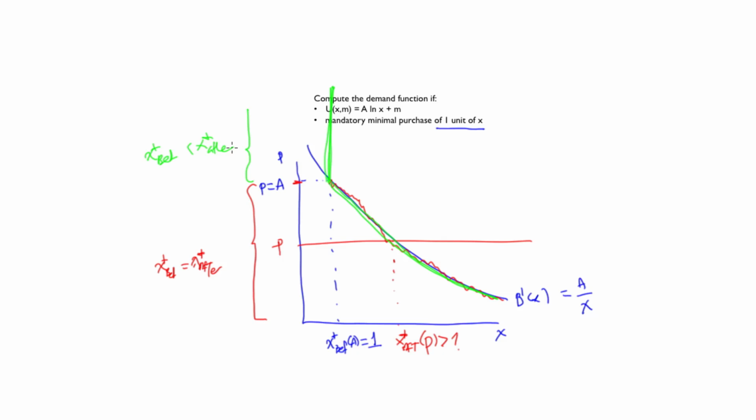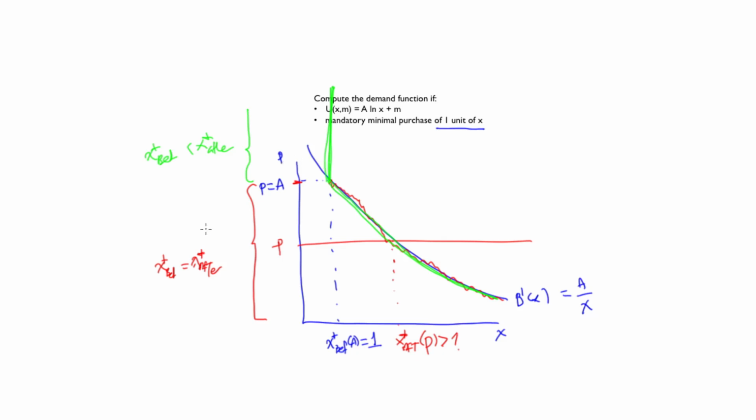Now, I have a question for you. Are the consumers better off or worse off for prices greater than A? I hope that you can see that the intuition is trivial and that the consumers are actually worse off. If the constraint is binding and they have to buy too much, they are worse off than they were before.